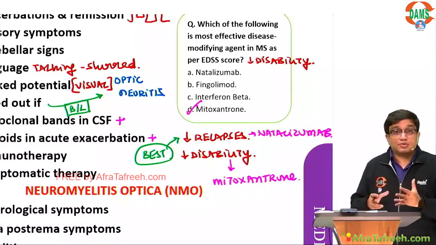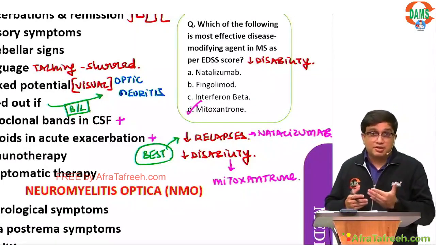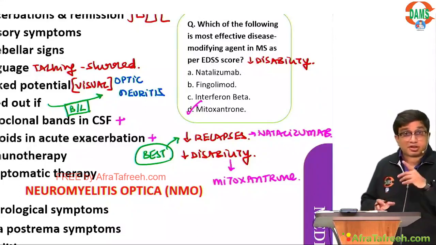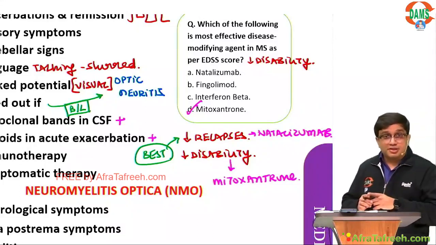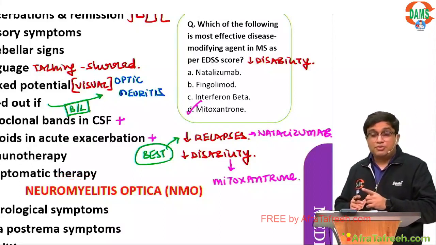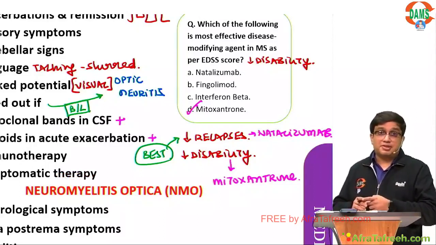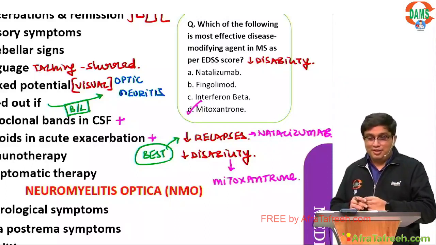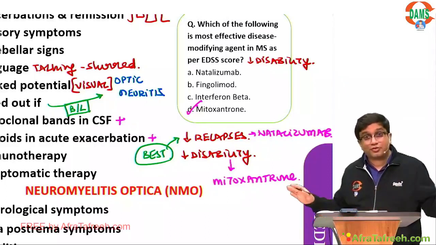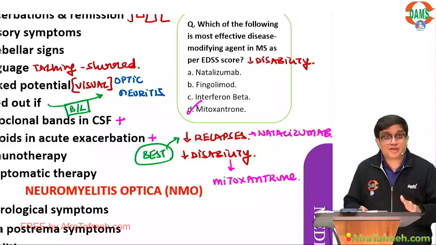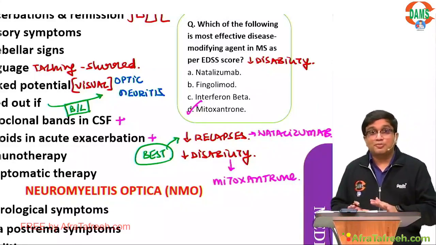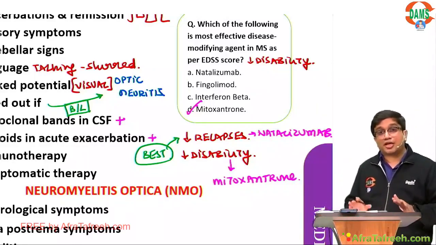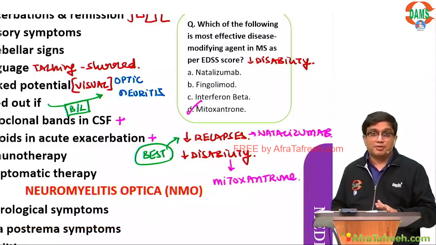So in the EDSS scoring scale, we look at the disability, not the number of relapses. So the drug that is best to decrease the amount of disability is mitoxantrone. One to decrease the number of relapses is natalizumab. That's why it's a very, very clever question. Okay. So not interferon beta. It's not the best. It is the preferred agent. He's not asking you the preferred agent to start with. He's asking you the direct question, the best or the most effective therapy.